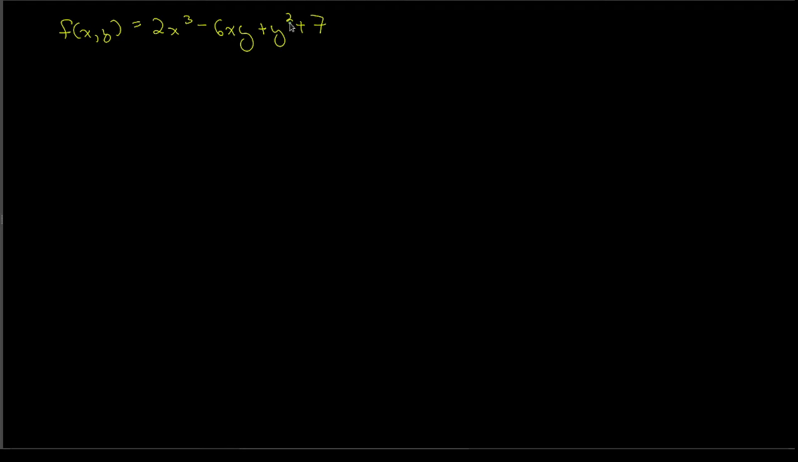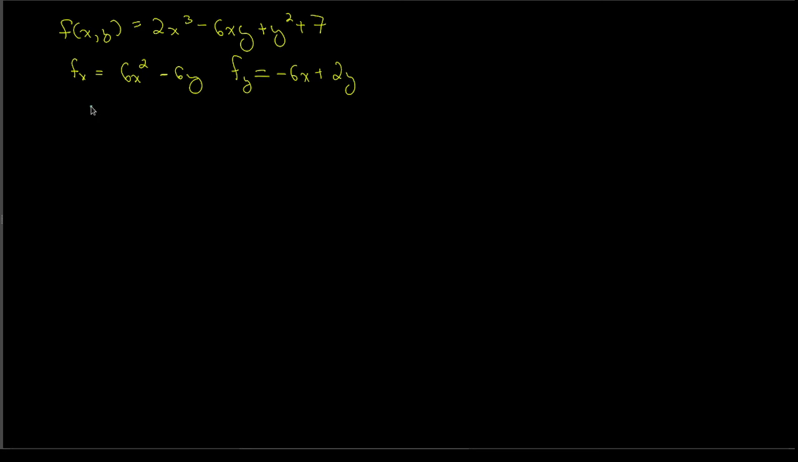To find our critical points, we need to know our first partial derivatives in x and in y, and our second partial derivatives in x, y, and xy. So we'll find all of these. We'll start first with taking the partial with respect to x. So 6x squared minus 6y for our partial with respect to x. Our partial with respect to y is going to be minus 6x plus 2y.